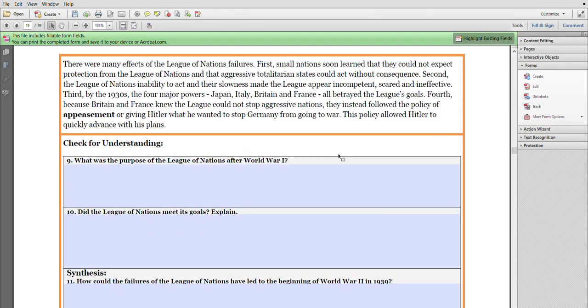Page 19. There were many effects of the League of Nations failures. First, small nations soon learned that they could not expect protection from the League of Nations and that aggressive totalitarian states could act without consequence. Second, the League of Nations' inability to act and their slowness made the League appear incompetent, scared, and ineffective because Britain and France knew the League could not stop aggressive nations.